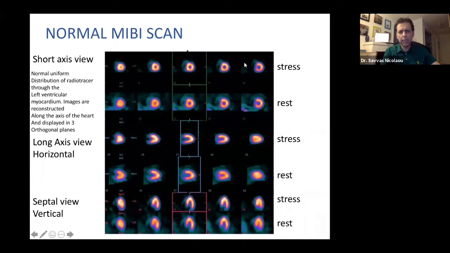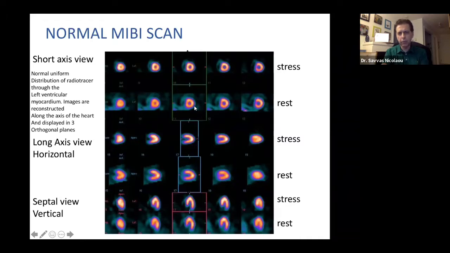Let's concentrate on the top images, these donut images. These are stress and rest. You see a nice round configuration, a nice bright configuration of this donut with a central hole within the central aspect of the donut.